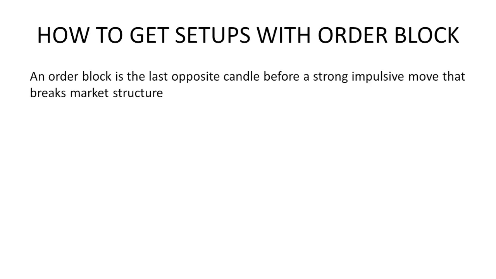An order block is the last opposite candle before a strong impulsive move that breaks market structure. So take note of last opposite candle. If you are looking for a bullish order block, it has to be a bearish candle. If you are looking for a bearish order block, it has to be a bullish candle. So it's the last opposite candle before a strong impulsive move that breaks market structure.